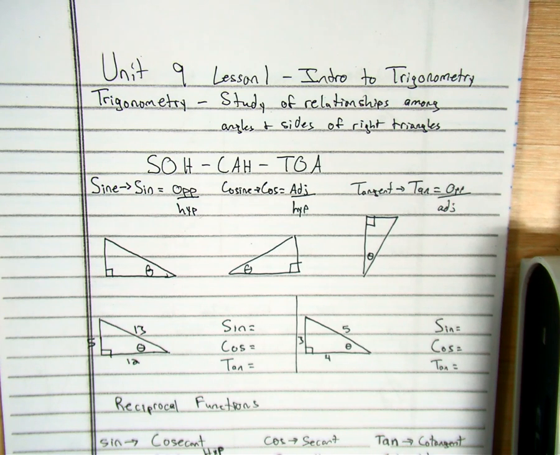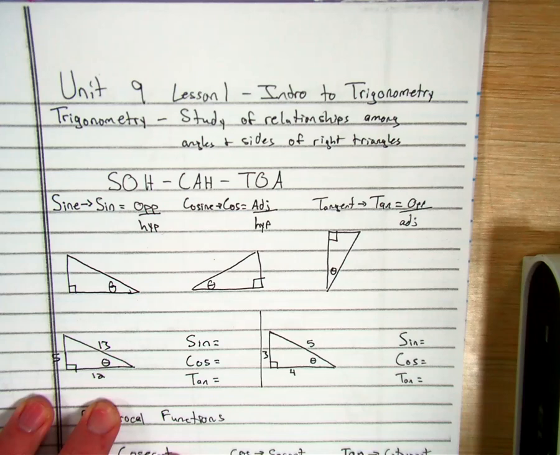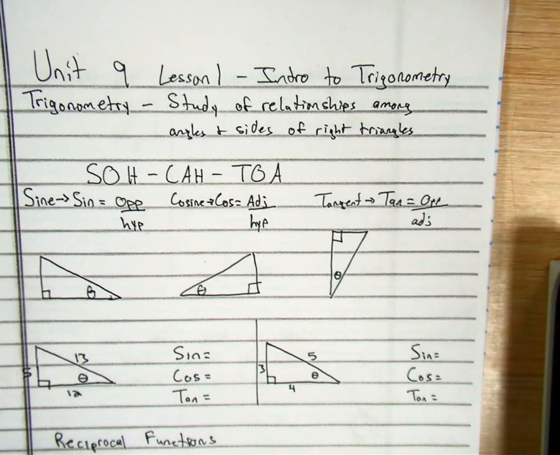Hello, Algebra 2. Here we are with our first lesson of Unit 9, Trigonometry, the study of relationships among angles and sides of right triangles. We're looking at our SOH CAH TOA.